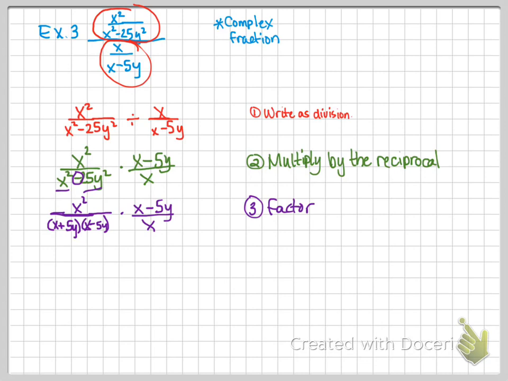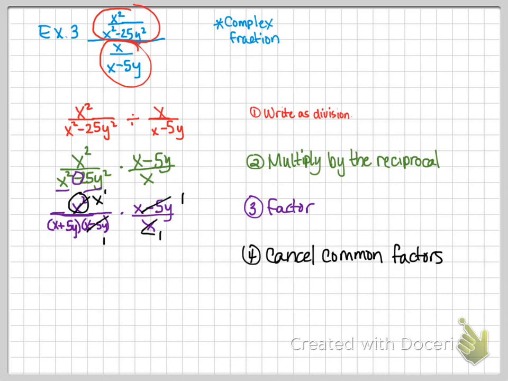Okay, our second fraction doesn't need to be factored. It's already in simplest terms. Step 4, cancel common factors. We can cancel the x minus 5y's, and then this 1x can cancel with one of the x's in the numerator here, so the x squared changes to an x to the 1, and then multiply across. So x times 1 is x, and x plus 5y times 1 is x plus 5y, and that's our answer.